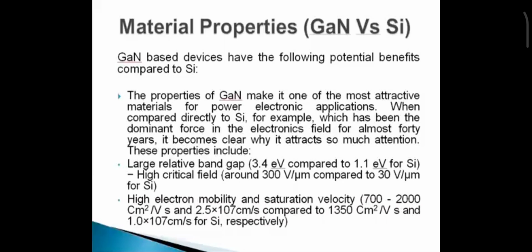So gallium nitride has a high band gap, 3.4 electron volt as compared to 1.1 electron volt in the case of silicon, and it also has high electron mobility, 700 to 2000 centimeter square per volt second, compared with silicon's 1350 centimeter square per volt second. The saturation velocity is also high: about 2.5 times 10 raised to power 7 centimeter per second for gallium nitride, in comparison with 1 times 10 raised to power 7 centimeter per second for silicon.